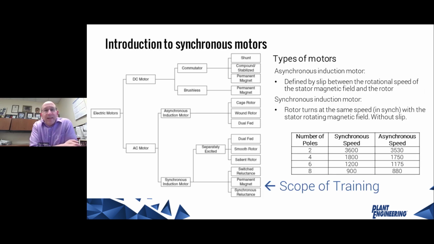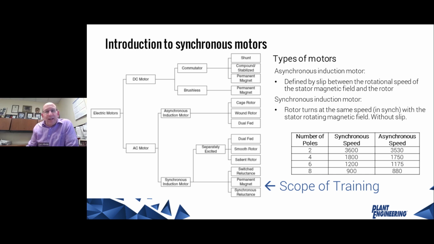Okay, so the next thing I wanted to go over is the fact that we're not just talking about induction motors. So I wanted to go over a little bit about synchronous motors and kind of take you through what I'm talking about when it comes to synchronous motors. Okay, so two things. First of all, if you look at the little chart over here on the right, this is a 60 hertz chart, and you see the number of poles, the synchronous speed of a motor, and then the asynchronous speed.